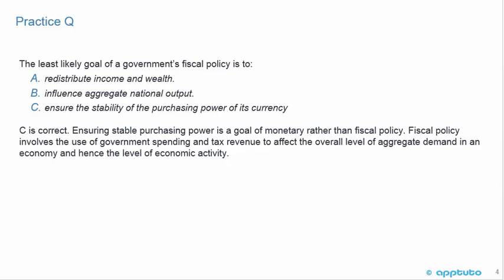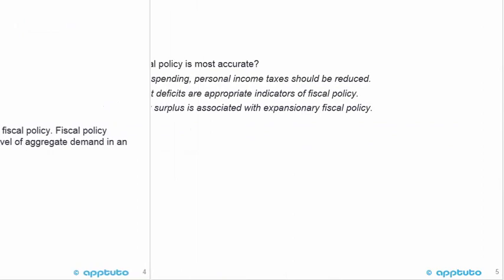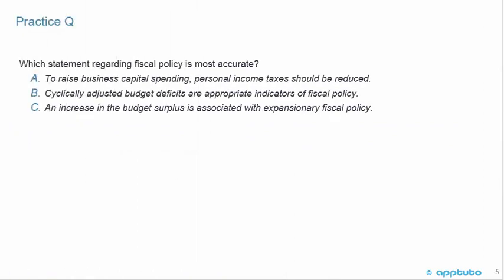And one of the objectives, B, was clearly correct. That was true, influence aggregate national output. So the correct answer is C because it was least likely. We were looking for the false. So I'll do two more quick practice questions to finish this LOS.